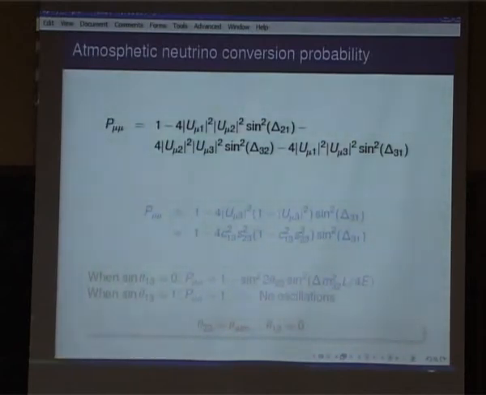Therefore, you can neglect delta 21. So we can do exactly what we did earlier. For the atmospheric case, we don't have electron to electron like for the reactor case. Now we have muon to muon. For atmospheric neutrinos, what you observe is the survival probability of muons, P mu mu. So again, the formula looks like U alpha i U beta j star.